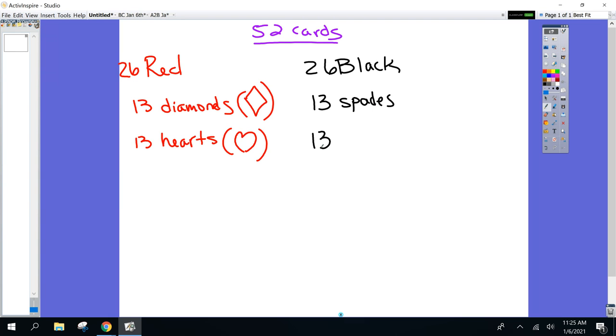And the other ones are called? Aces. Aces is a type of card. So there's an ace of diamonds, ace of hearts. Yep. And then clubs. Clubs, yeah. There you go.